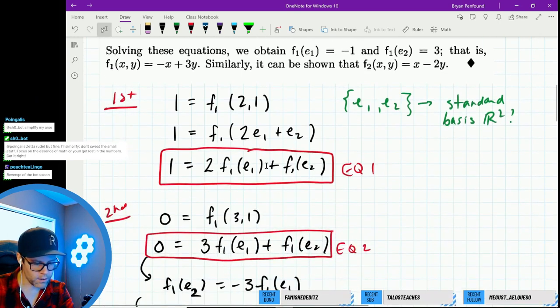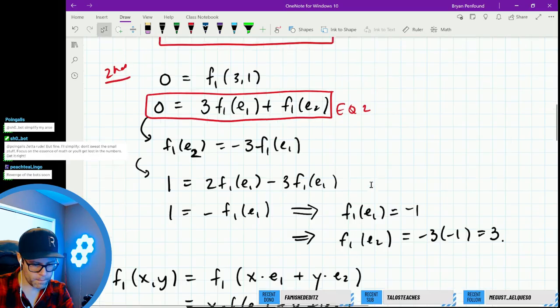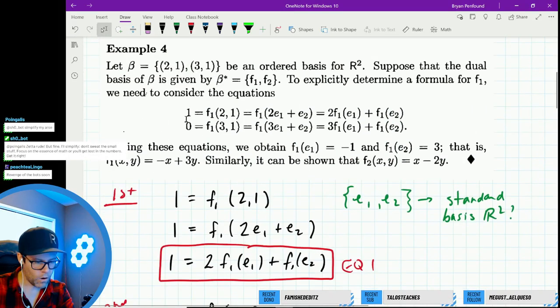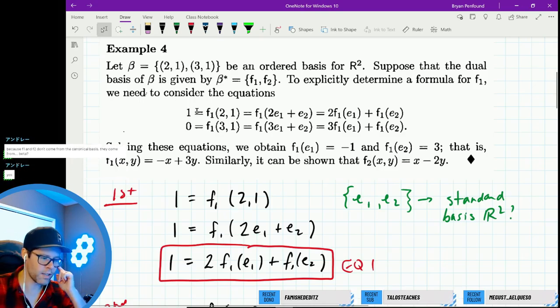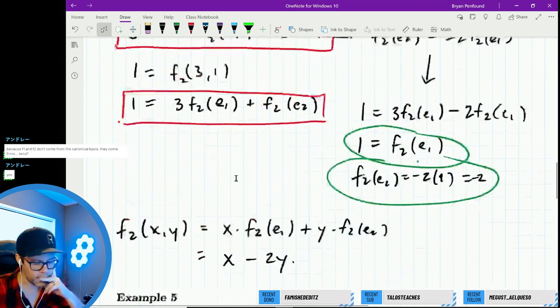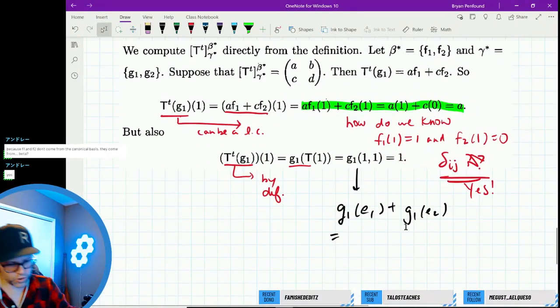Right. Why wasn't it the case that F1E1 was 1 and F1E2 was 0? Oh, because we've defined it to act on the particular basis that we start with. Oh, I see. So F1 acts on the first basis vector in the typical Kronecker delta way, and F2 acts on this. Yeah, okay, got it. So since we're using the standard basis here, this should come out to be 1 plus 0.